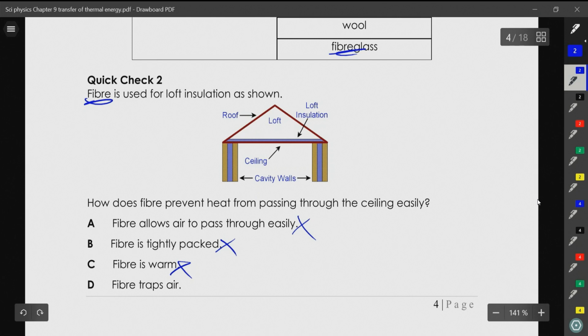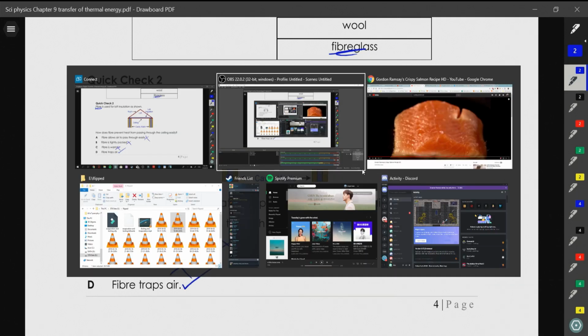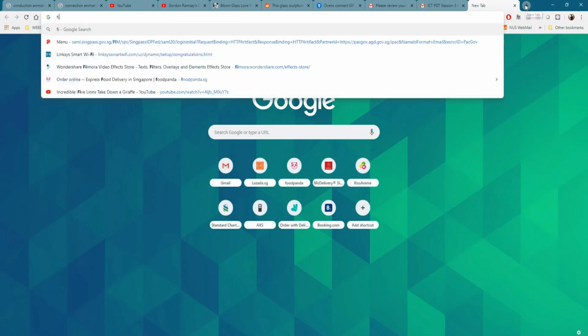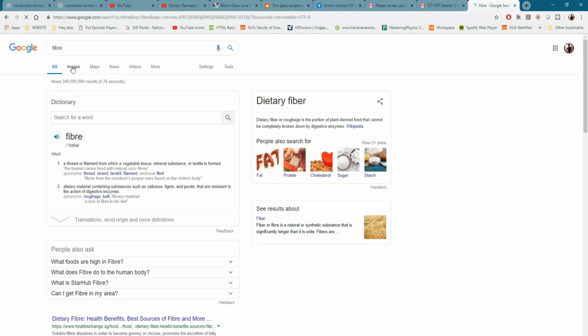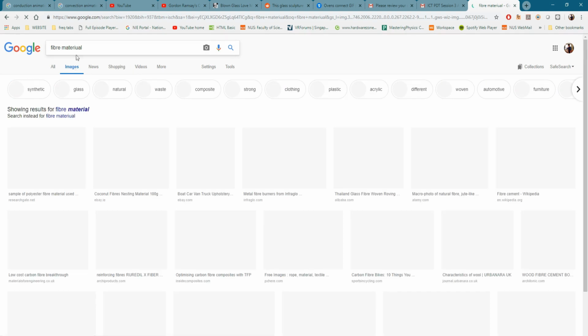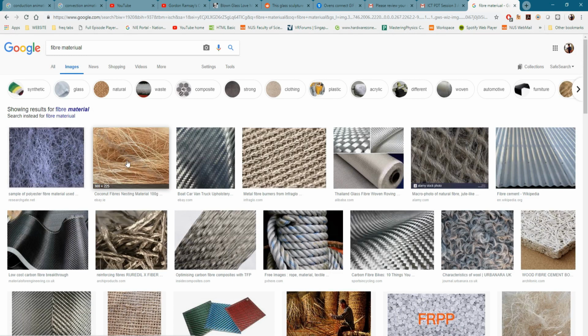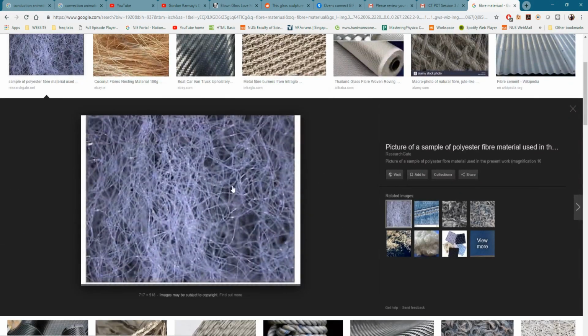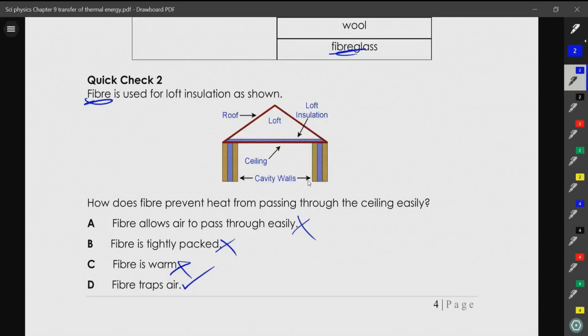Fiber traps air. If you do not know what fiber is, this is your fiber, your fiber mesh, and they trap air. It's quite obvious how fiber is going to trap air. You see the many vacant spots for air to be trapped over here. So that's fiber.